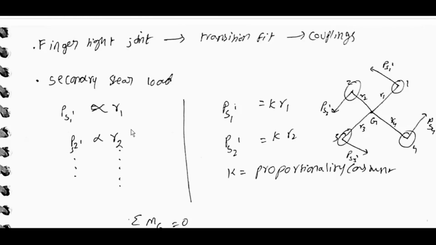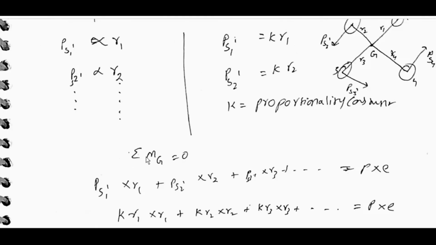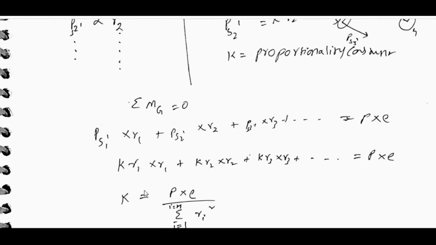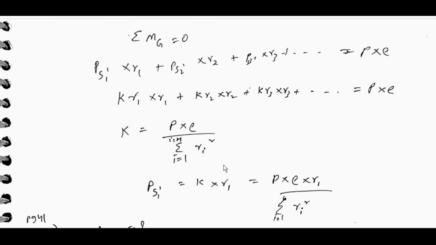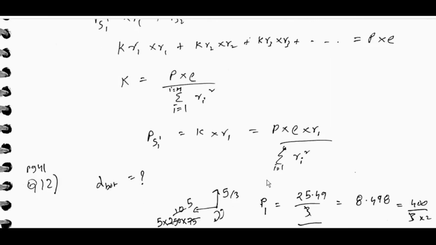Secondary shear load PS1 prime is directly proportional to R1, PS2 prime is directly proportional to R2. PS1 prime is equal to K R1, PS2 prime is equal to K R2, K is the proportionality constant. Sigma M g is equal to 0, so PS1 prime into R1 plus PS2 prime into R2, and so on, is equal to P into E. K into R1 square plus K into R2 square, and so on, is equal to P into E. K is equal to P into E by sigma i is equal to 1 to n Ri square. PS1 prime is equal to K R1 is equal to P E into R1 by sigma Ri square.